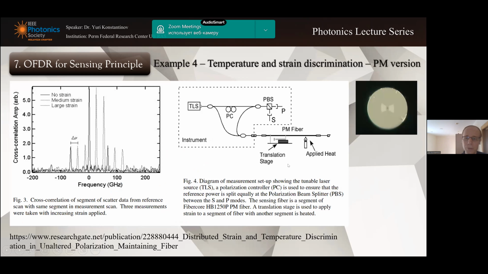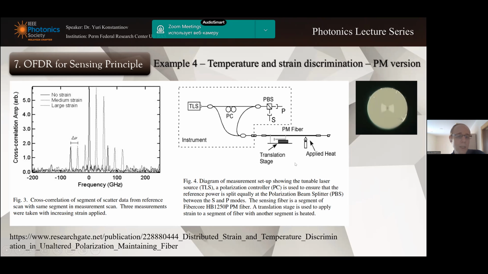Another interesting approach is to use PM fibers. So we can see that these guys used bow tie fibers, but in reality, we can use any type of polarization maintaining fiber, like Panda, for example, which has the highest resolution possible. And we can see that we need to acquire again two channels, polarization P and S.